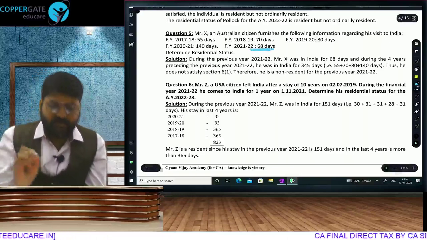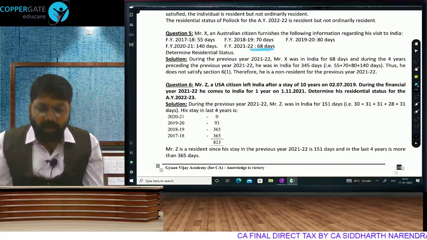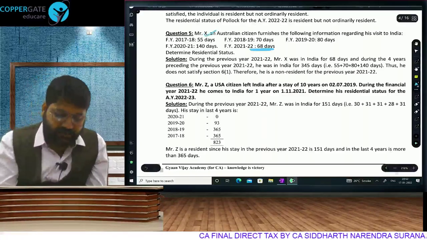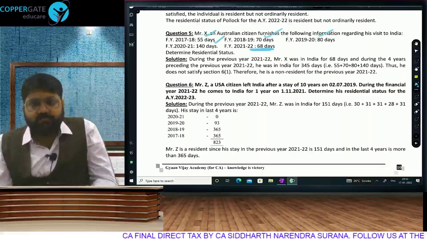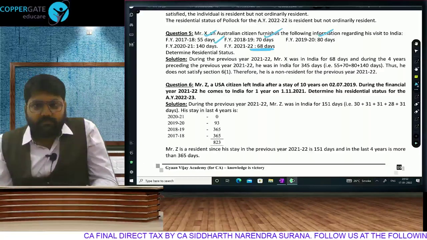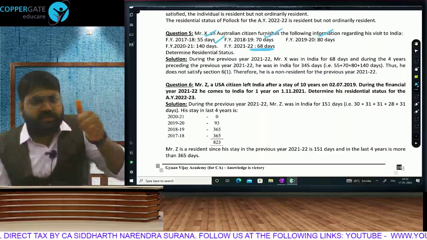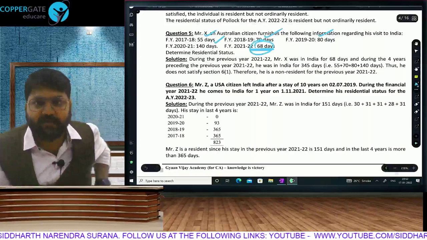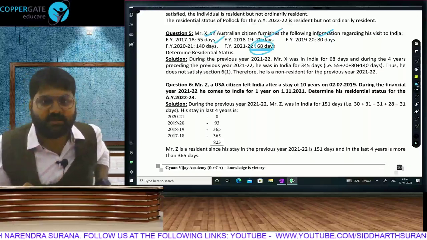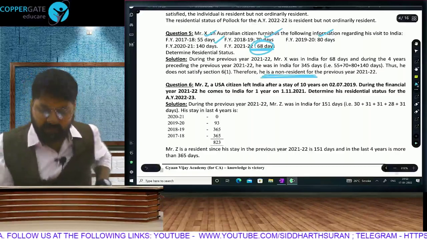Can I say first thing, current year 68 days is given? If this was 182, then we would have stopped here. If this is 68, then we will check the last 4 years. That's 55, 70, 80 and 140. What is the total of the last 4 years? 345. What's your answer? The question is solved. Why? Because he is neither fulfilling 182 days of the current year, nor is he fulfilling the other. See, fulfillment of 60 alone is not enough. With 60, the last 4 years' 365 also has to be done. Correct or no? But he is not fulfilling that. And therefore, the assessee is a non-resident.